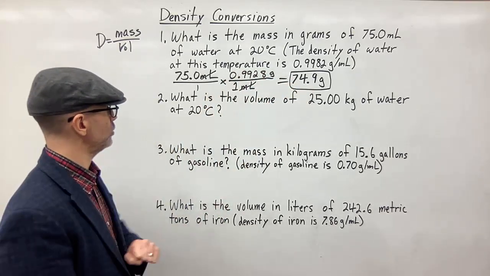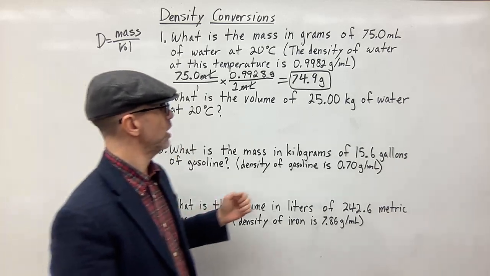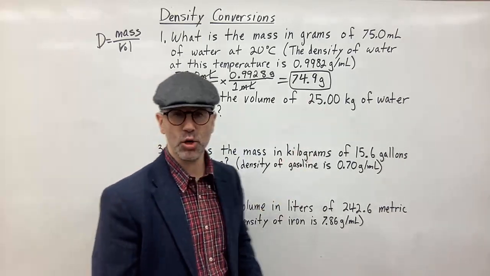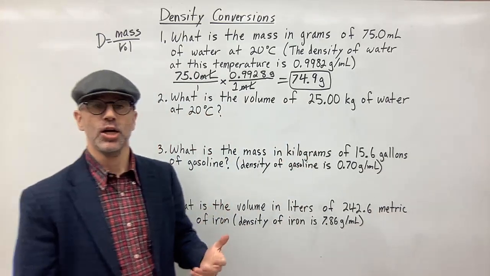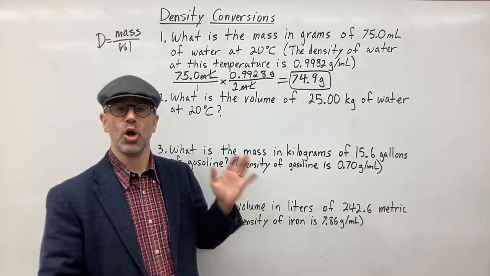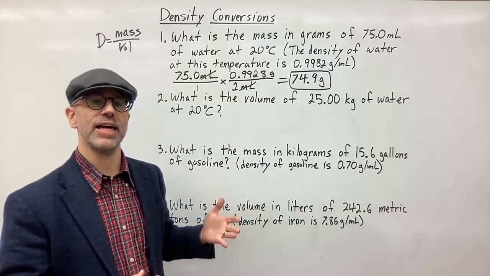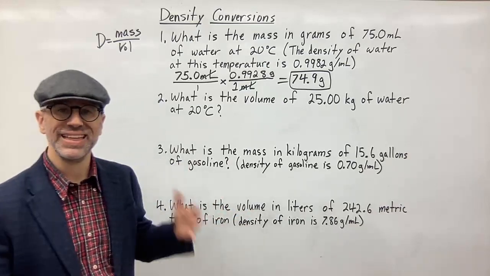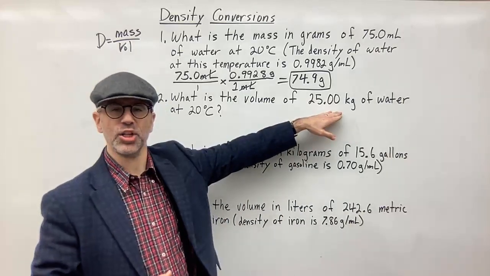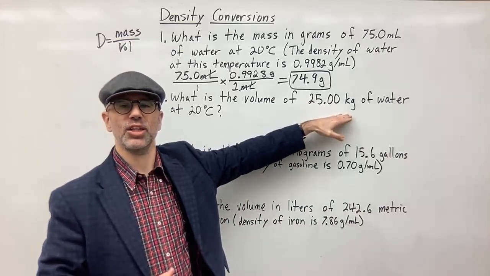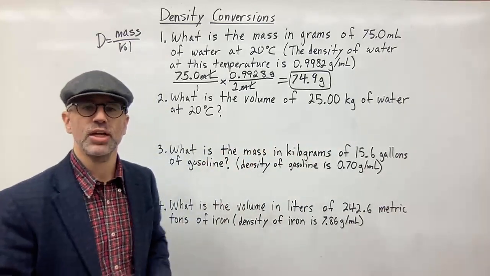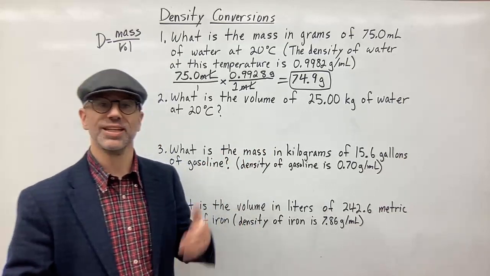Okay, next we have number 2. What is the volume of 25.00 kilograms of water? So now we're going in the opposite direction. We're given a mass and we want to get to volume. In this case, we're going to convert to liters because we're given a very large kind of unit here. Kilograms is a larger unit, so it makes sense to convert this to liters.